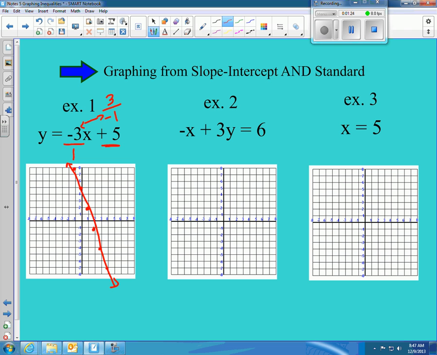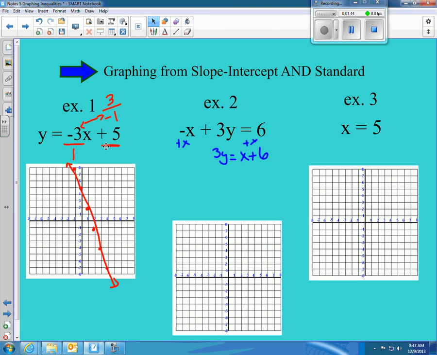Now number 2 is given to us in standard form, and we want to put this into slope-intercept form, so we want to make it so it's y equals. So we're going to start by adding our x to the other side. So we have 3y equals x plus 6. We want to get that y by itself. We're going to move that graph just to give us a little bit more space. So we're going to divide each term by 3.